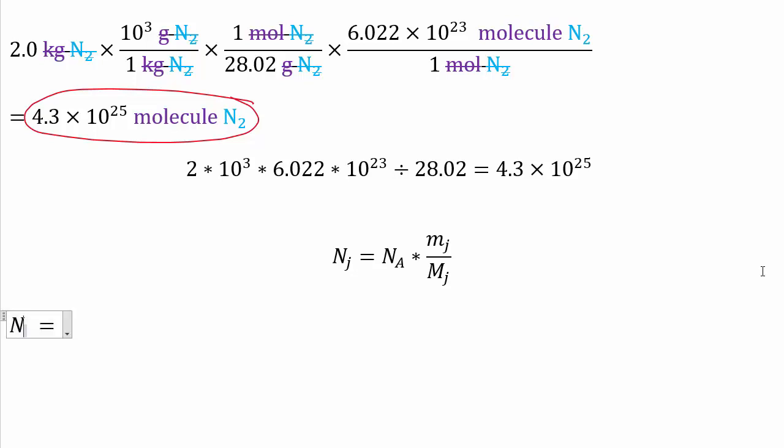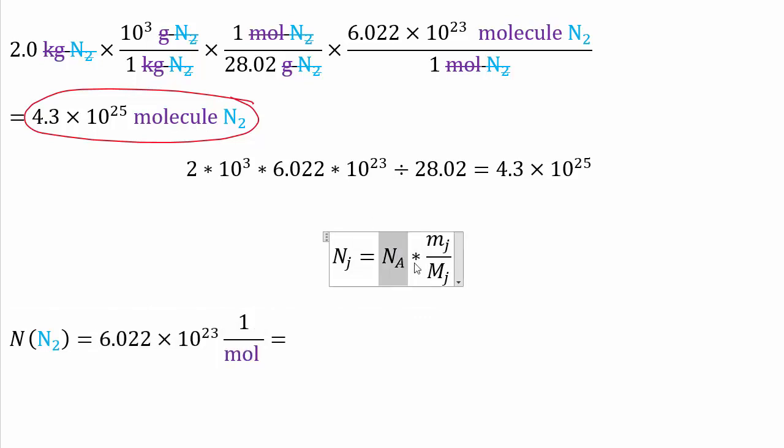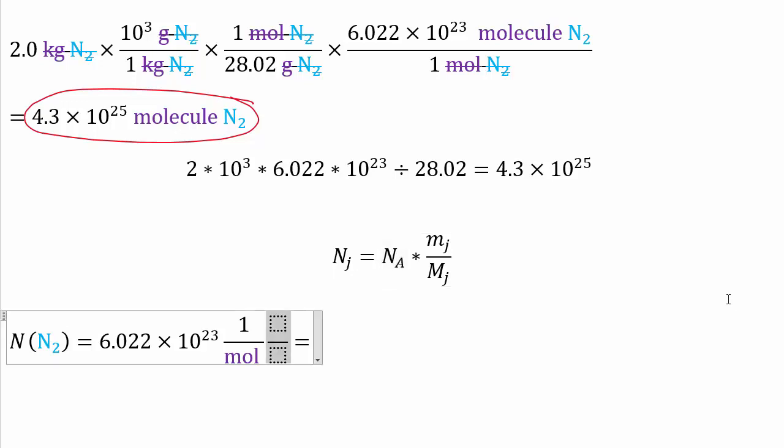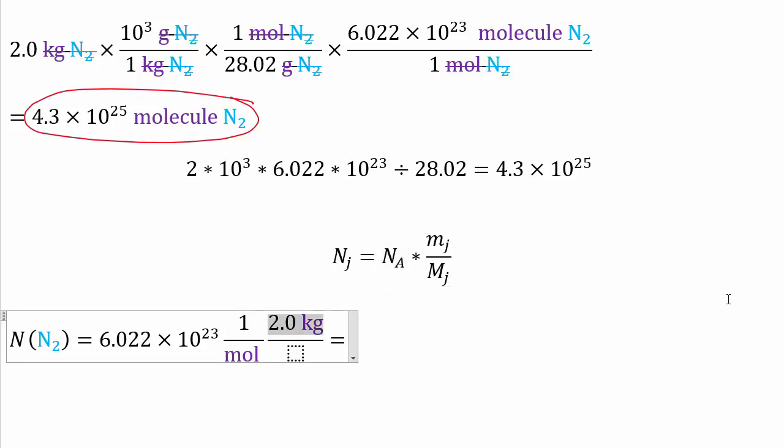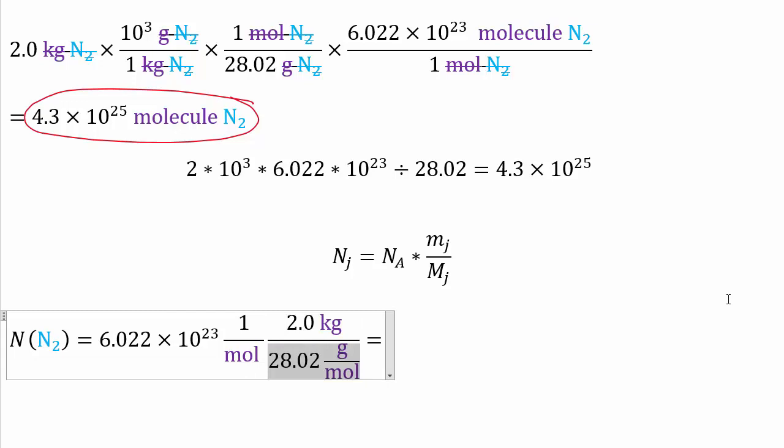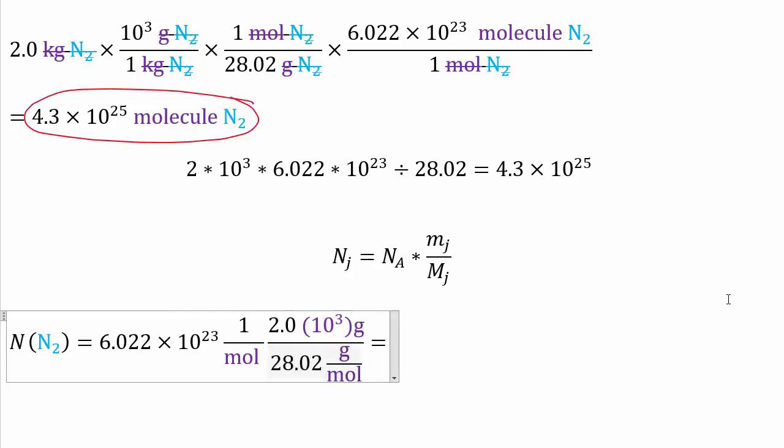In the formula, we substitute N for the identity of the substance, which in this case is the molecular formula of the substance. Then, we substitute Avogadro's number with 6.022 times 10 to the power of 23 in units of 1 per mole, the mass with 2.0 kilograms, and the molar mass with 28.02 grams per mole. Additionally, we replace kilo with its definition, which is 10 to the power of 3.